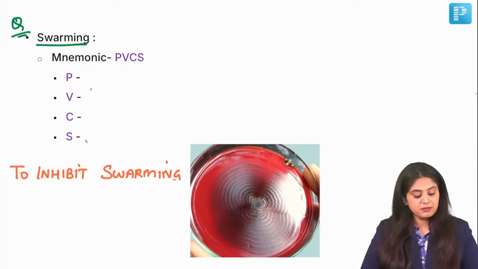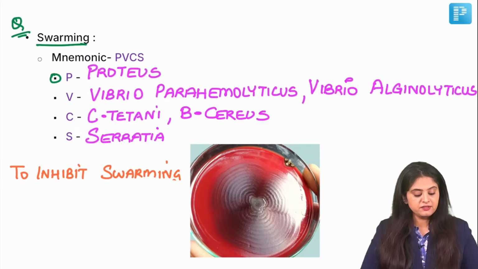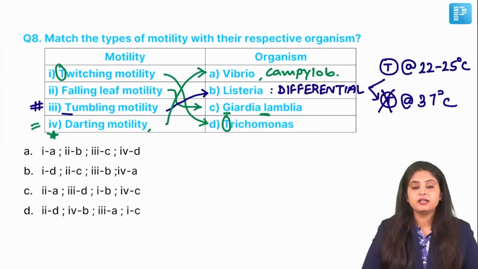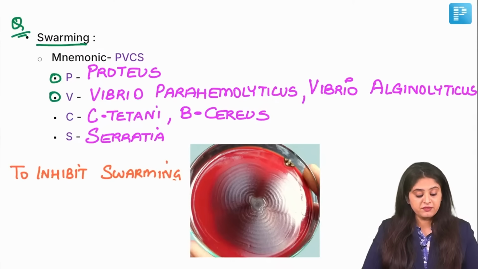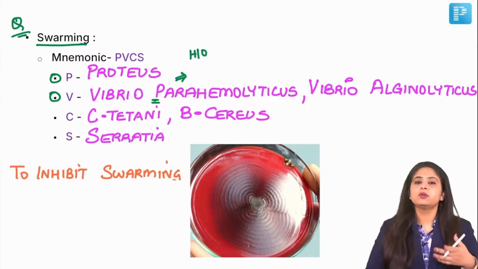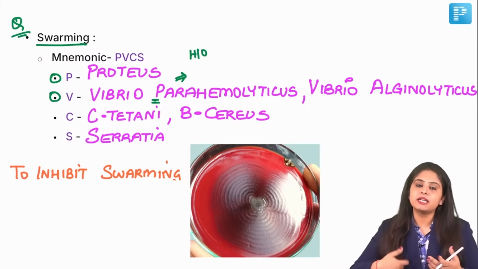Now in INI-CET, P for Proteus they will surely ask, it is what all comes from V, and Vibrio is not Vibrio cholera. Vibrio cholera you just told me, the darting motility comes. Which Vibrio? Vibrio parahemolyticus. What kind of a history do I get for Vibrio parahemolyticus? You said bacterio is tough, so we will do bacterio tomorrow also, a little today also.